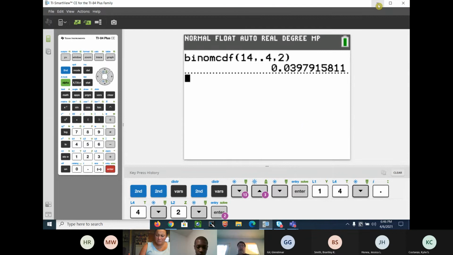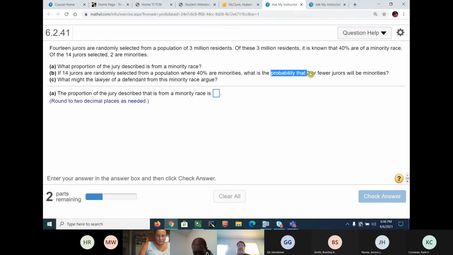And what do you call that? That's the answer to B. The probability that, highlight what I told you to highlight right here. Probability of 2 or what? Fewer. Fewer, 2 or less. Fewer jurors or minorities.